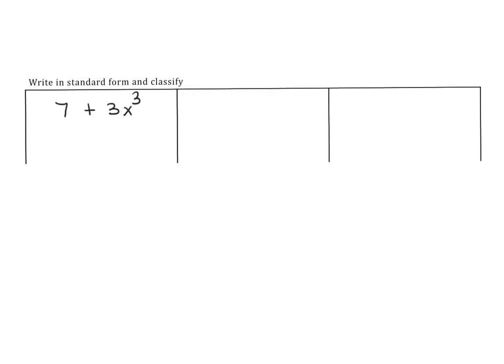Okay, so here we have a polynomial. We're going to first write it in standard form. Standard form just means you put the highest degree first, and then you write them in decreasing order. So this is just an easy flip. I'm going to put the 3x to the third, and then plus 7. So the highest degree is 3. So this is cubic. And then there are 2 terms, so it is a cubic binomial.